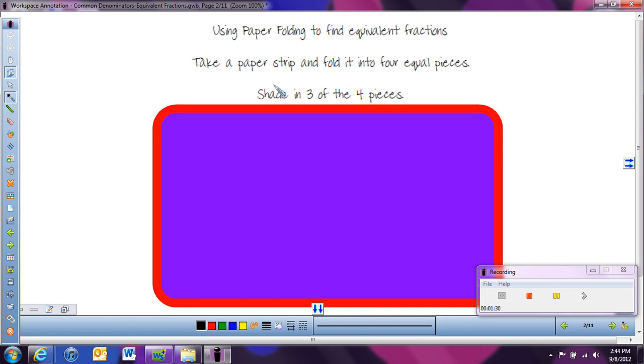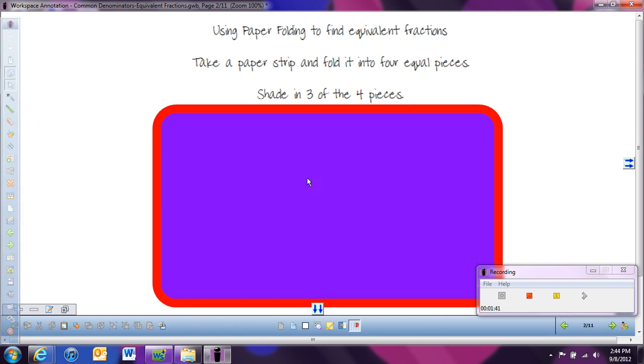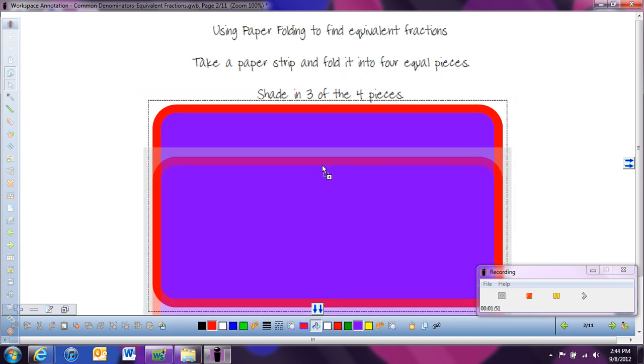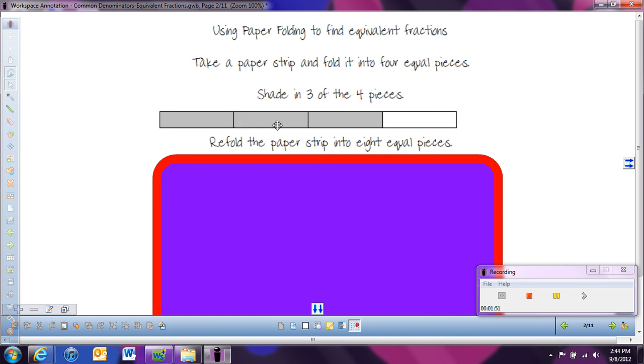So we're just going to use the idea of paper folding to help us figure out how to find equivalent fractions. Now, obviously you can't see me folding a piece of paper, so I just have it underneath this box over here. I have what your paper would look like. What we're going to start with is a strip of paper, fold it into 4 equal pieces and shade in 3 of the 4 pieces. So here I have 3 of 4 pieces shaded in.